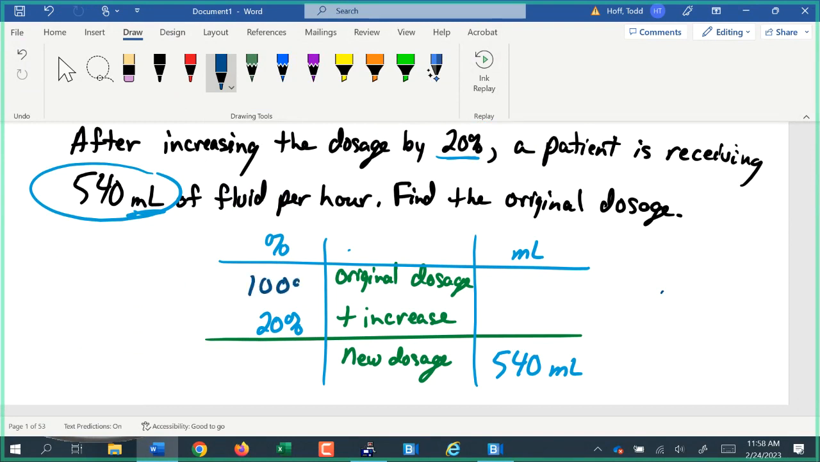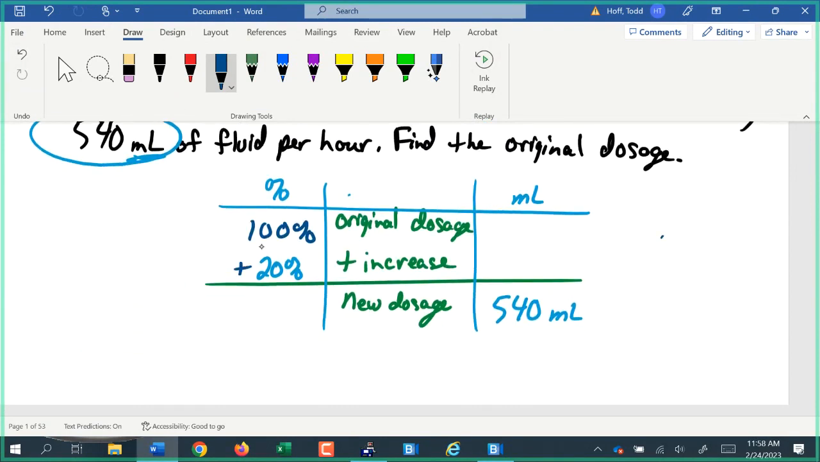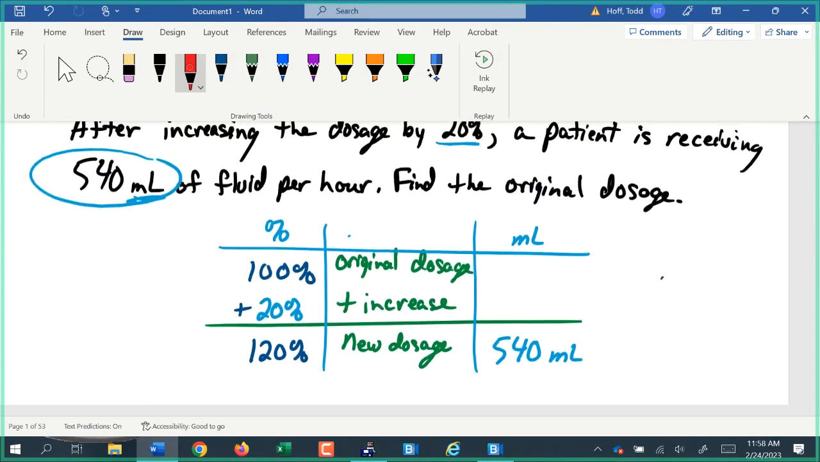So that is 100%. And once we have filled in that, then we can do a little basic math. 100% plus 20% means the new dosage was 120%. Then we have to look for what we are trying to find here. We want to know what the original dosage was. That's this amount right here.